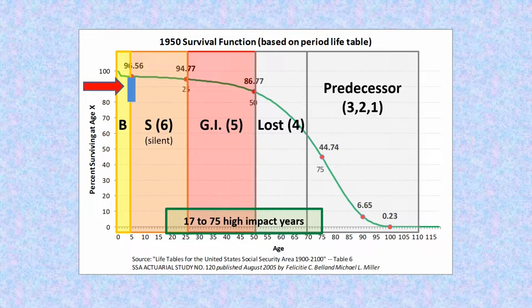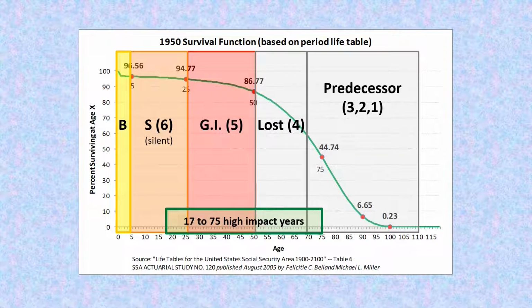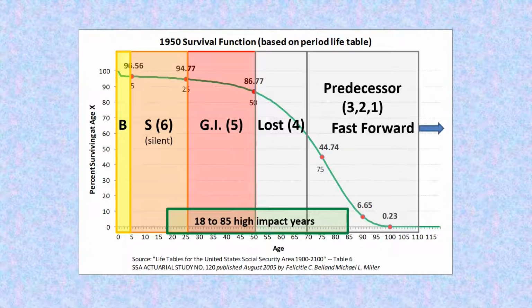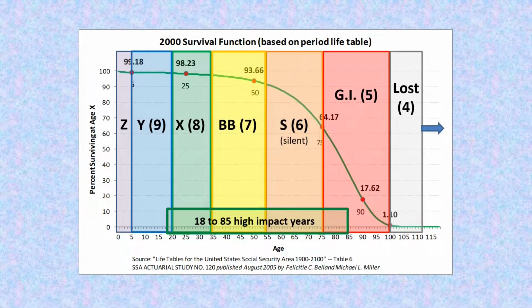The accomplishments of at least 6 previous generations boosted the health, well-being, and survival chances of the large new generation being born around 1950. In recognition of improved health and longevity, let us expand the high-impact years to age 85, and again fast forward another 50 years. By the year 2000, the first 3 predecessor generations passed off the graph. The lost generation and the leading edge of the GI generation aged through and out of high-impact years.